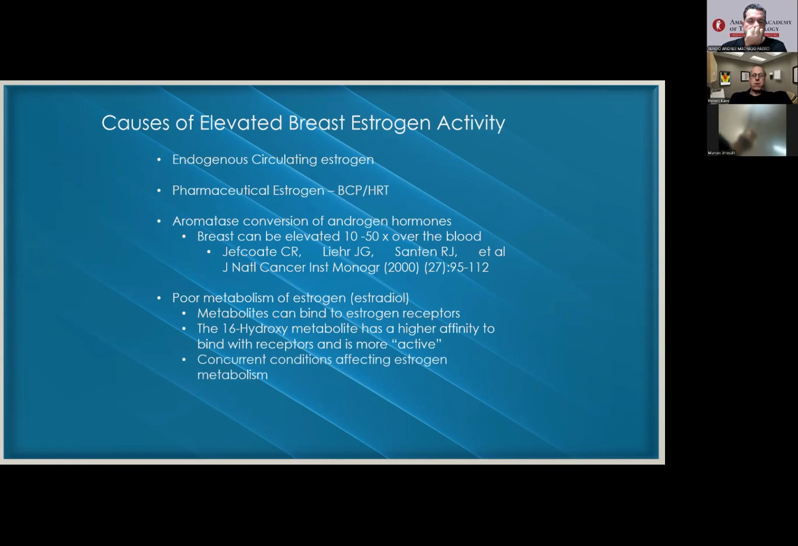Also, we may have a concurrent condition affecting estrogen metabolism. One thing that we've noticed too is that it's very common for women that have thyroid problems to also have a problem with metabolizing their existing estrogen. So these are all possible reasons why the estrogen activity might be elevated in the breast tissue. Now, phytoestrogens and xenoestrogens are basically either plant-based estrogens or chemically based estrogens that affect the body, and again, can accumulate in the tissues and also raise the activity.